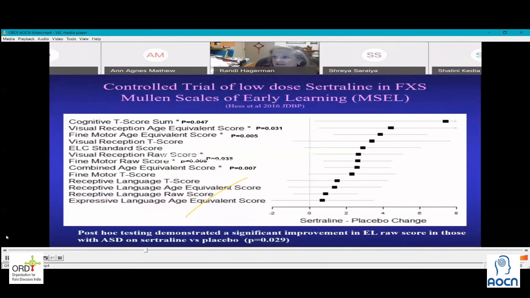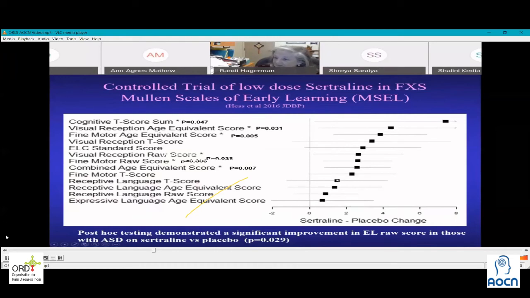But then we did a controlled trial of low-dose sertraline for kids ages 2 to 6. And this graph here shows how many months better they were on sertraline compared to placebo. And on the Mullen scales of early development, you can see that the cognitive T-score was much better on sertraline. Visual reception was much better. Fine motor was significantly better. We also saw better fine motor raw scores and combined age equivalent scores.